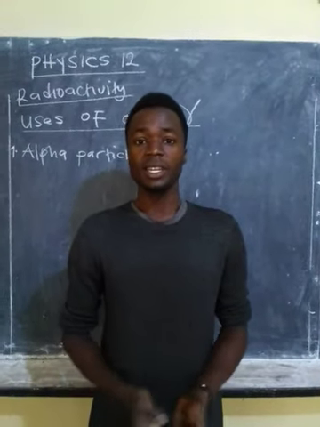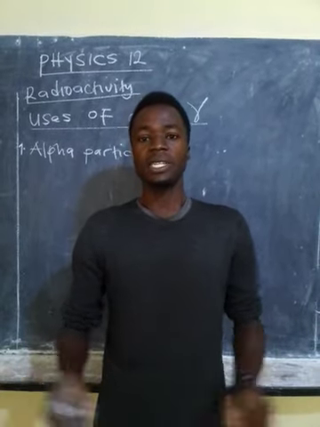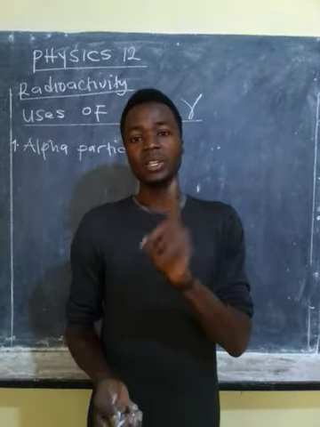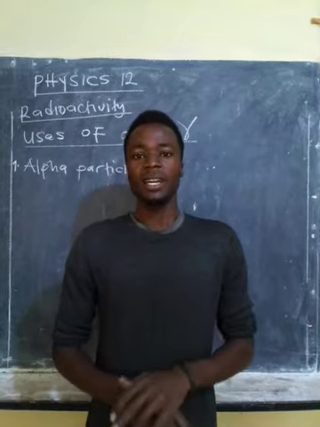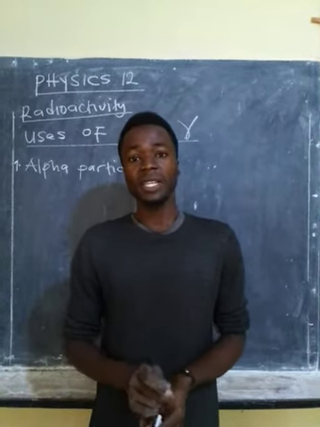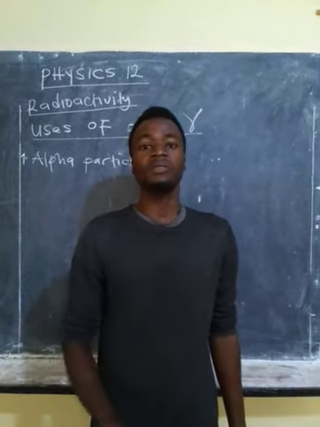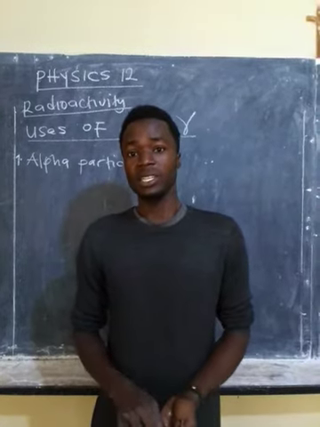The uses of the three particles that we have, the alpha, the beta, and the gamma. It's very important that you know at least one use of alpha, one use of beta, one use of gamma. Because in the exam they will specify to say, can you state one use of alpha, can you state one use of beta, can you state one use of gamma. So it's very important that you know the uses of these particles.